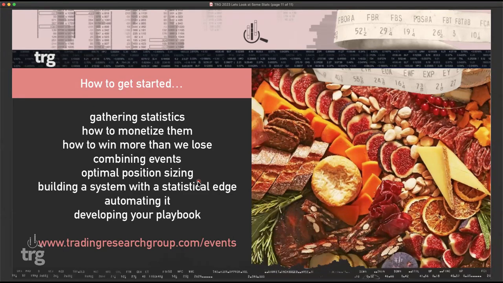And what we'll be running some education on is how can we gather statistics utilizing the data that's in our trading platforms? How can we monetize these statistics? So the nature of some trading setups, what instruments we can use to actually trade this type of setup. This is crucial. How can we win more than we can lose? So at what price are we interested in taking this trade? Just because we see that we've got 85% probability of reaching this price and only 4% probability of reaching another price doesn't mean we enter the trade right now. We need to assess when the odds are really in our favor based upon where the market is right now. And that's combining events and getting our position size right.